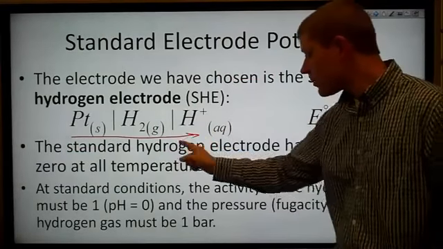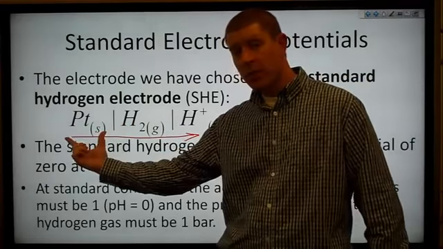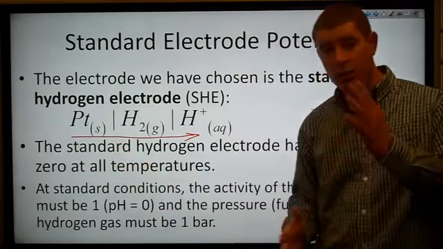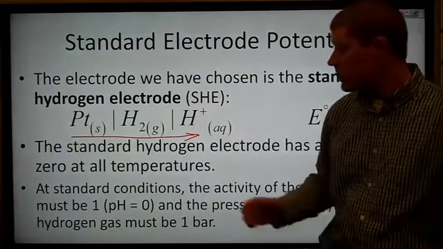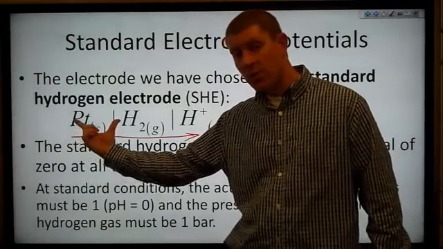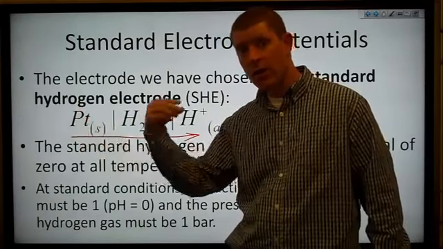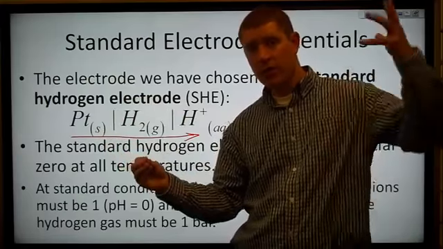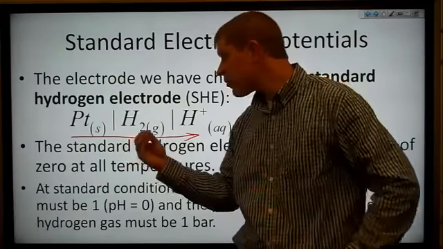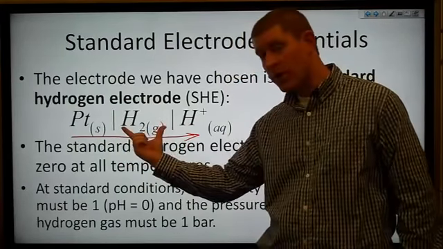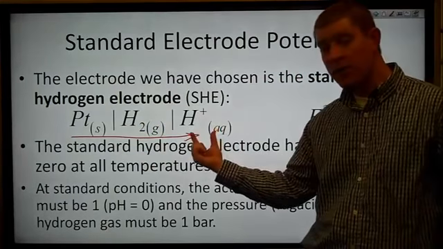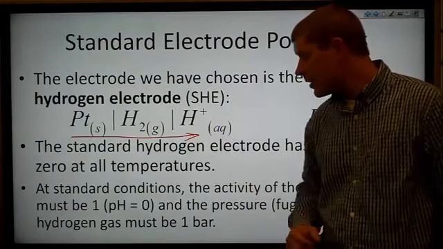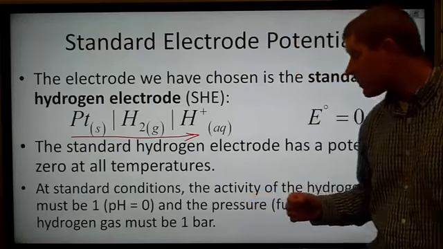We're moving this way. Note here that the platinum, the lines represent differences in phases. In this case, the platinum isn't reacting to anything. It's just sitting there. It's allowing us to pass electrons from the other part of the cell over to this part to react with our hydrogen. We're removing electrons from our hydrogen to give us hydrogen ions.